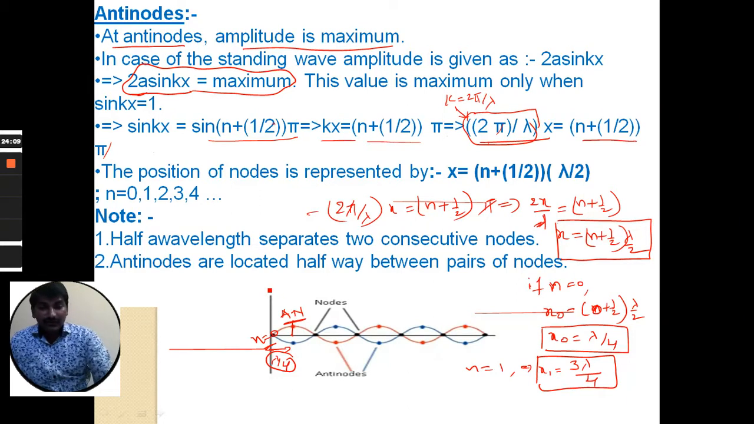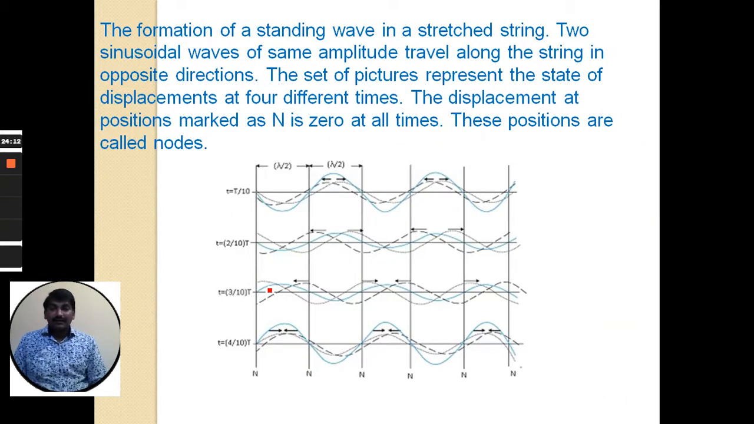So you can see here in this diagram the nodes and antinodes, and the distance between them is lambda by 2. This is completely one wave. If you see, this is a complete lambda. At time t equal to T by 10, where capital T is the time period, at different positions and different points you will find a change in the direction of the particle. You are seeing node and antinode positions.